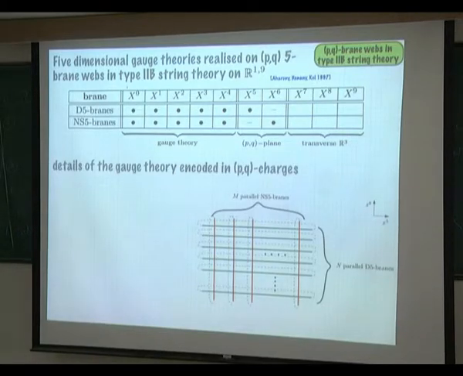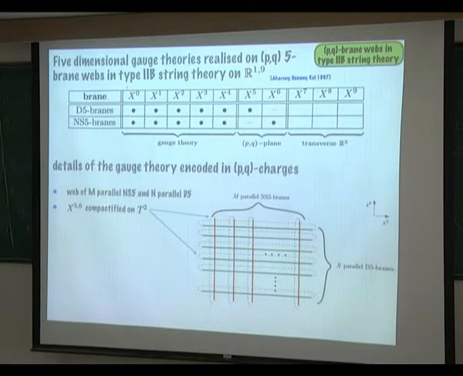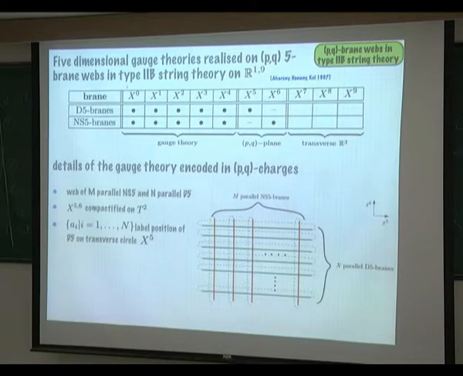So let me zoom in a little bit here and explain the details of this. To be specific, I will take M parallel NS5 branes and N parallel D5 branes. I will take these x5 and x6 directions to be compact, so I will compactify them on a torus T^2. So all these directions here and these directions here are periodic. Then I can, of course, spread out these branes along these directions, and this gives me parameters a_i, running from 1 to N, which label the positions of the D5s along the circle along the x5 direction.